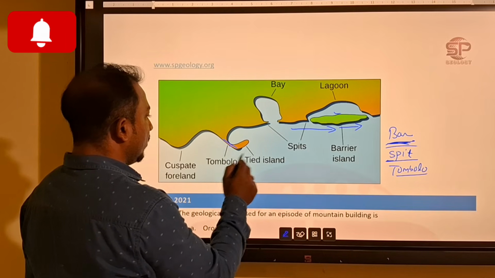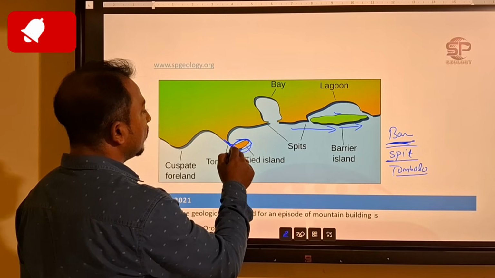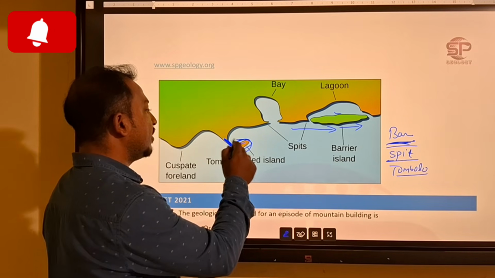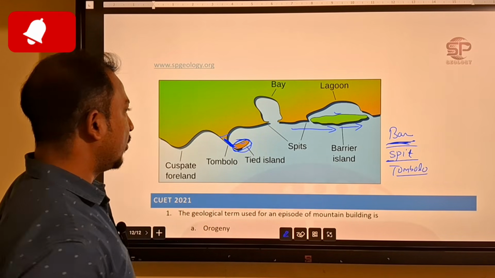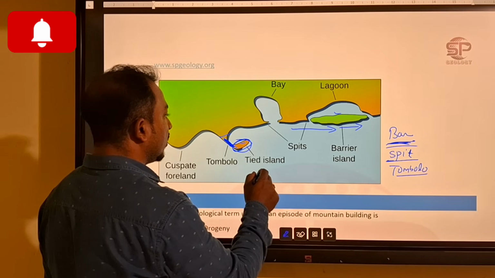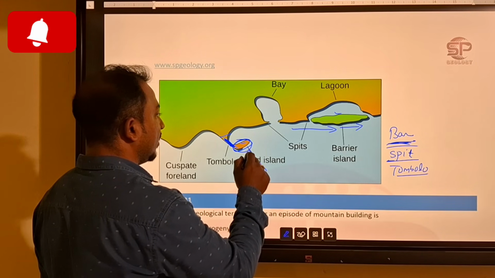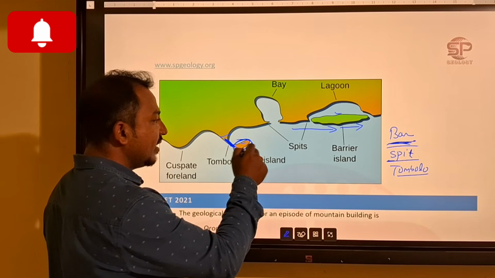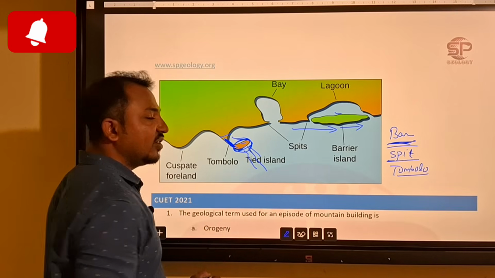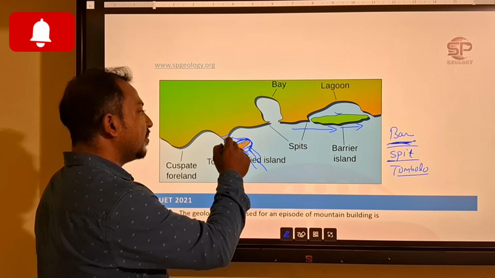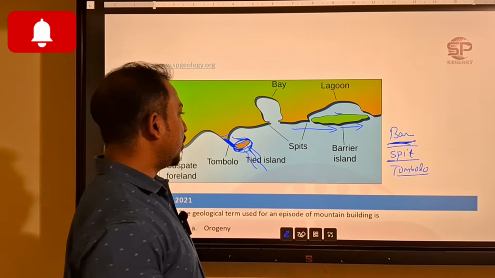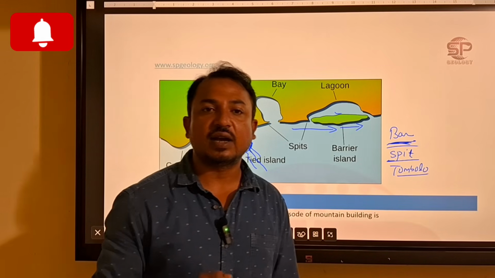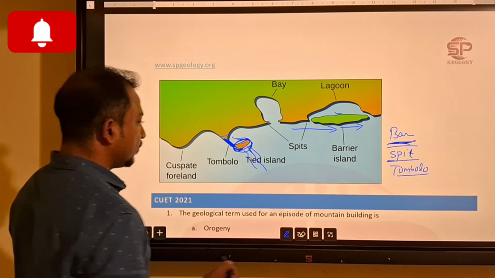Then there is tombolo. Suppose there is an island here, so any deposition or connecting bar that connects the island to the mainland is called a tombolo. How does tombolo deposition occur? When sea water comes, it first bombards the island. Then on the lee side of the island, the energy decreases, and they produce a bar type of deposition, that is called a tombolo. So a tombolo is a connecting bar that connects the island with the mainland.